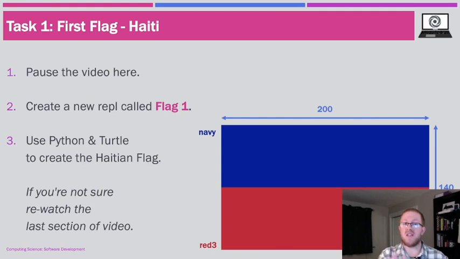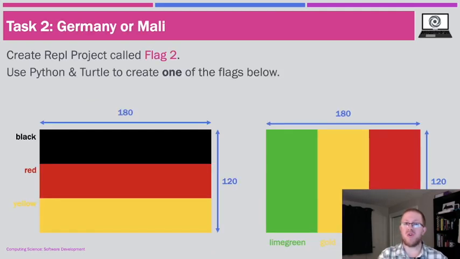Once you've done task 1, task 2, I'd like you to do either the German flag or the Malayan flag. Okay? The German flag, very similar to the Haitian and Ukrainian. We've just got 3 bars instead of 2. The Malayan flag, a little bit different as we're going up and down instead of along the way.